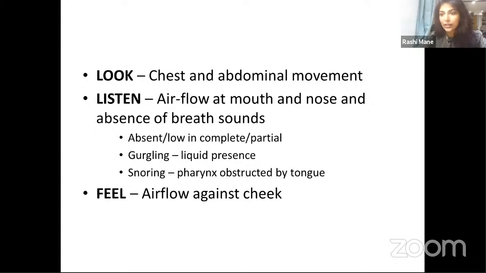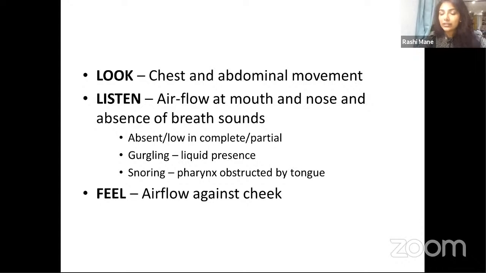So if you can hear it completely normally, there's no wheezing, no stridor, that means that there's no obstruction. If it's slow or absent, that could mean that there is either a complete or partial obstruction. Gurgling is usually a sign of a liquid presence, and snoring usually means that the pharynx is obstructed by a solid material. Usually in this case it is the tongue, and it can be the tonsils. Like I mentioned earlier, this is usually where obstructive sleep apnea comes in.